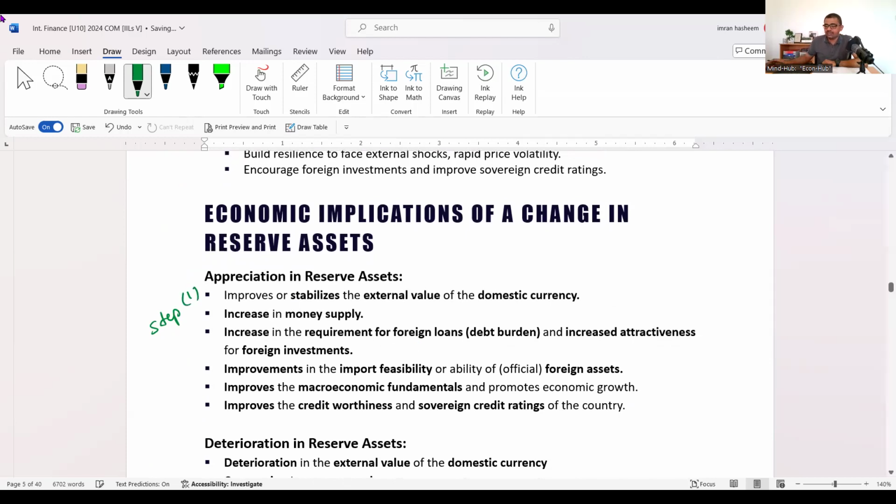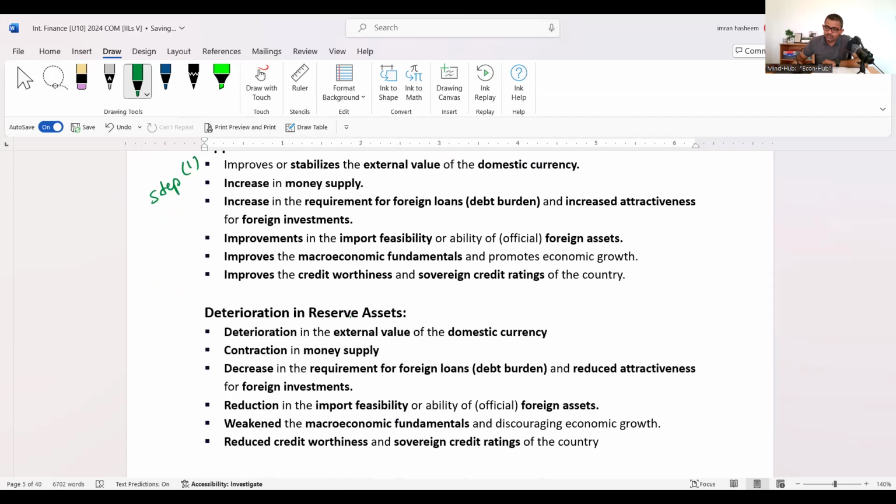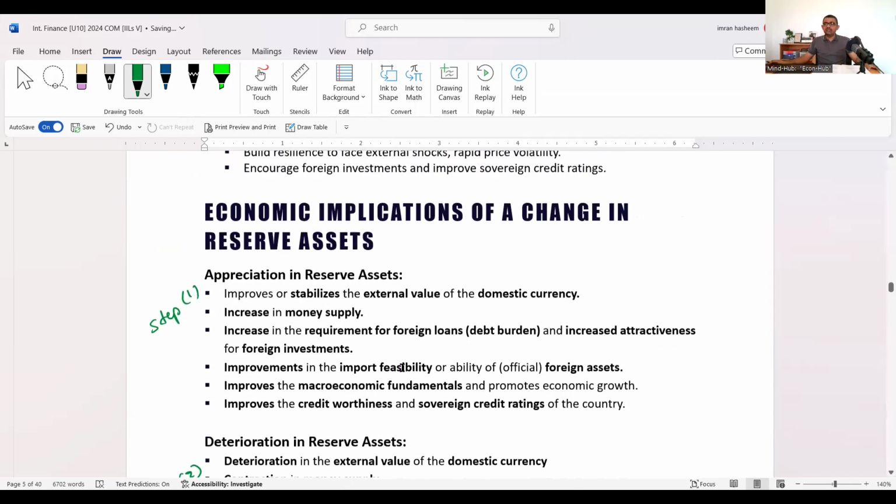Step 1. Then do step 2 here. And then go and look at the importance. Overall, you're taking the main point. Get it?